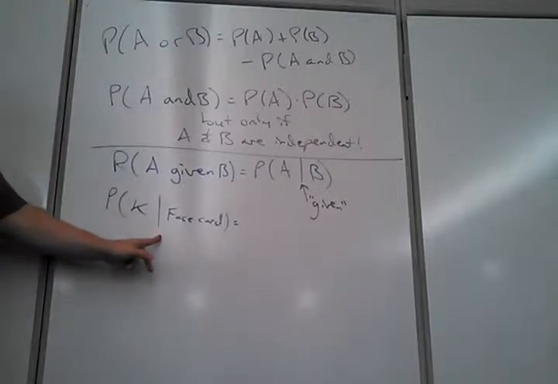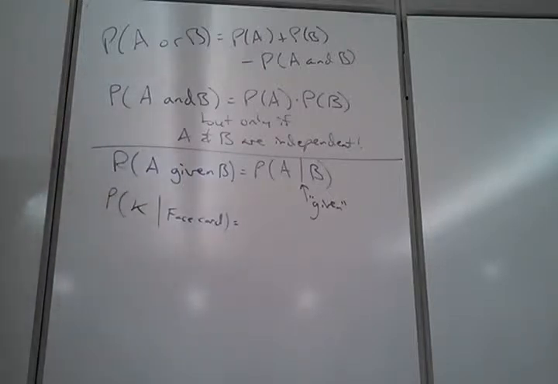This line does not mean divide. You don't divide the probability of king by the probability of face card. That's not what it means. It means "given," right? And that "given" is kind of a different idea.